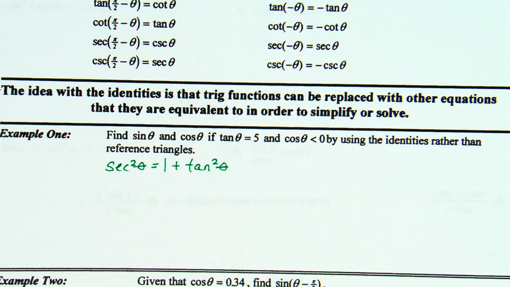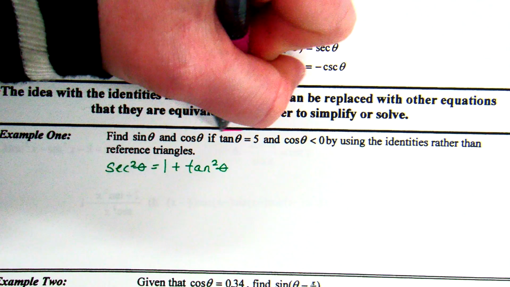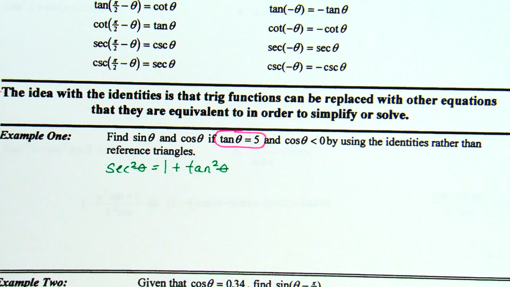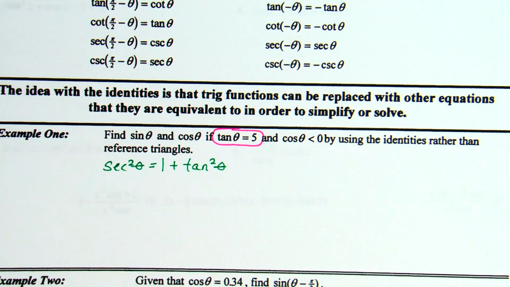What do we know that we can fill in here? We know tangent of theta is 5. Now, I don't know if we've talked about this or not. Do you guys understand what tangent squared theta means?